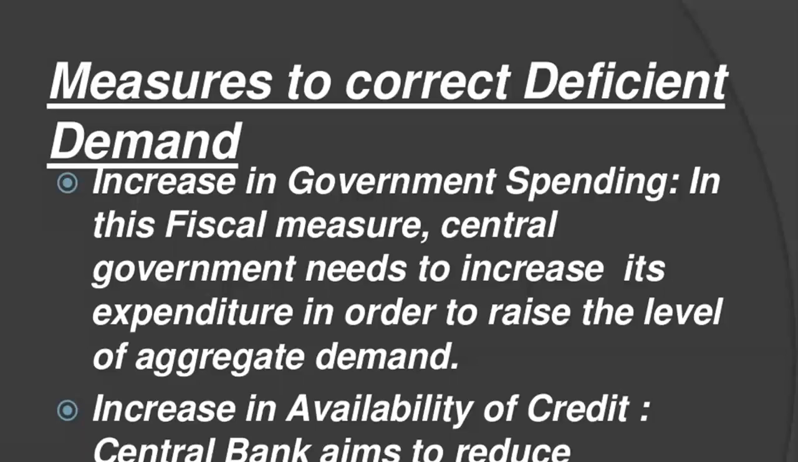The measures adopted to control the deficit demand are just the opposite of the measures used in the excess demand. Like the reasons, the measures are also just opposite to each other. Like increase in the government spending, in the excess demand, what are the measures? We have to decrease the government expenditures. Here, they have to increase the government spending.